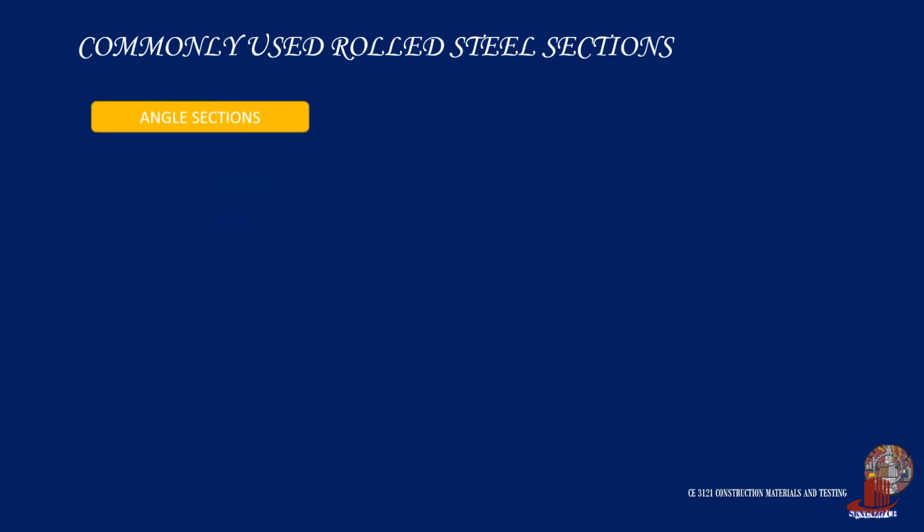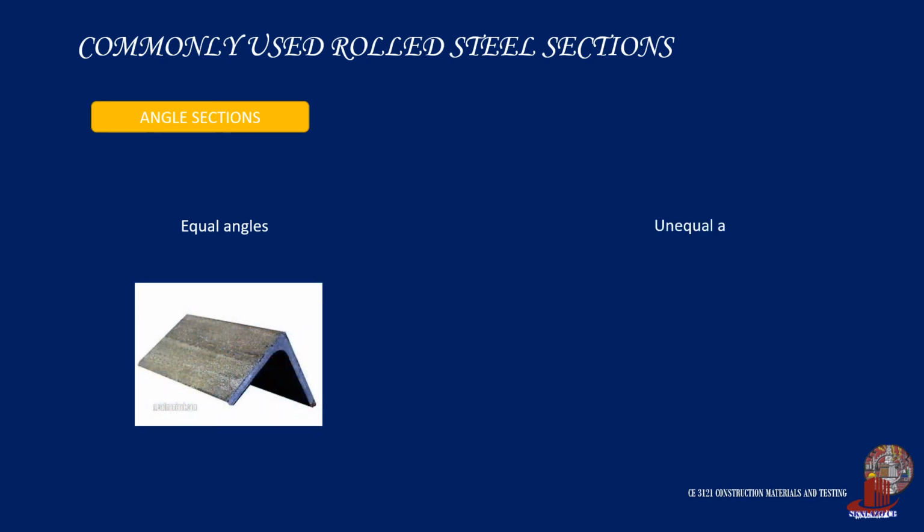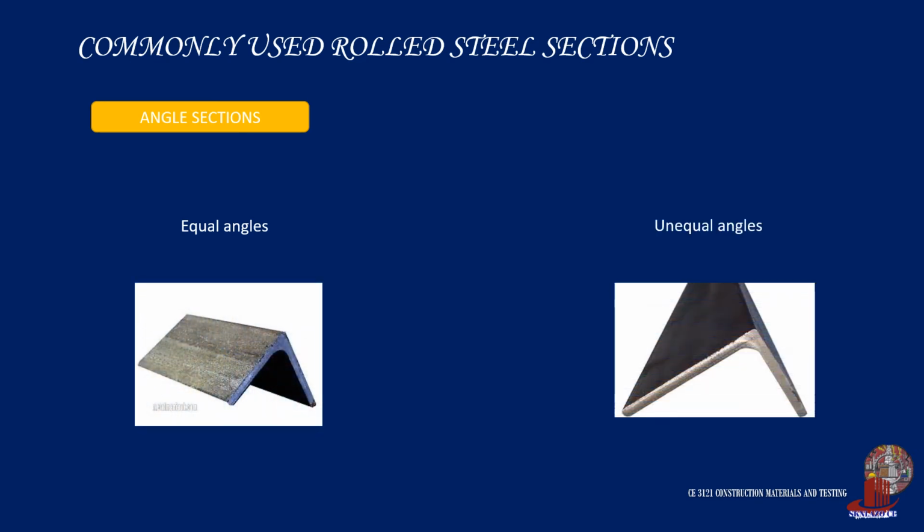Steel structures usually would require different sections according to their purpose and strength. The commonly used rolled sections are the following. First are angle sections, which would have two sides and form a right angle. They come in equal angles and unequal angles. Equal angles have the two legs of the same size or length, and unequal would be different.